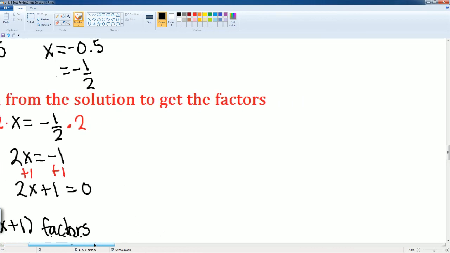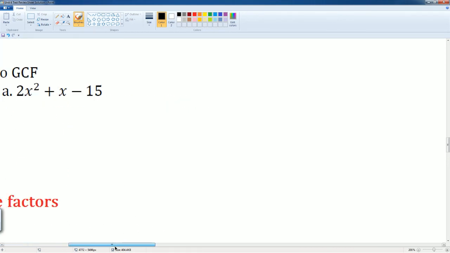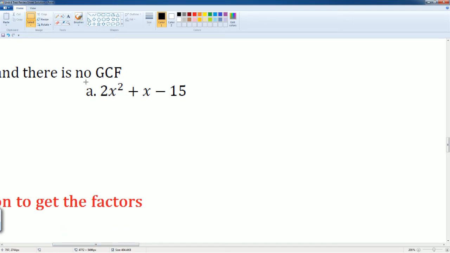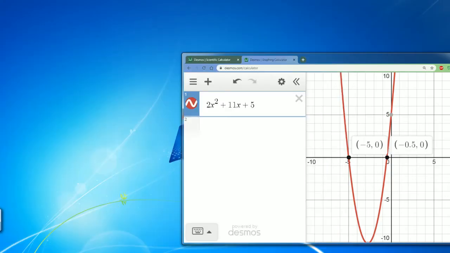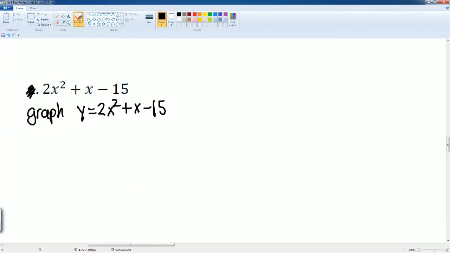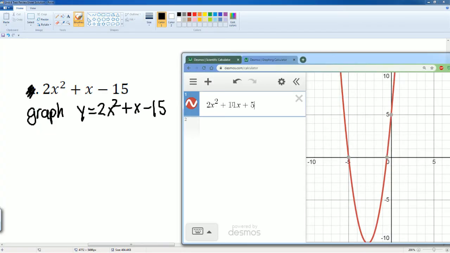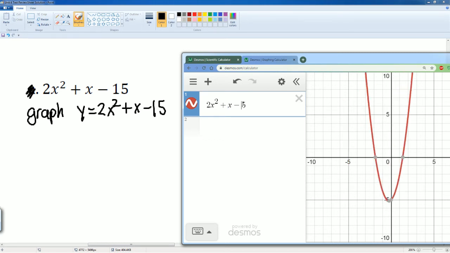Let's do B, which is right here. This is technically B. Can we graph it? So we're going to graph y equals 2x squared plus x minus 15. Let's see if that's pretty.